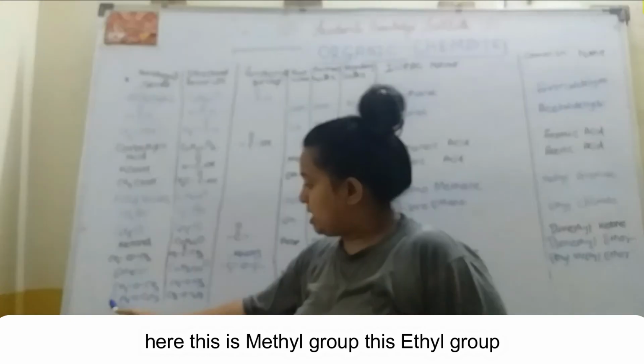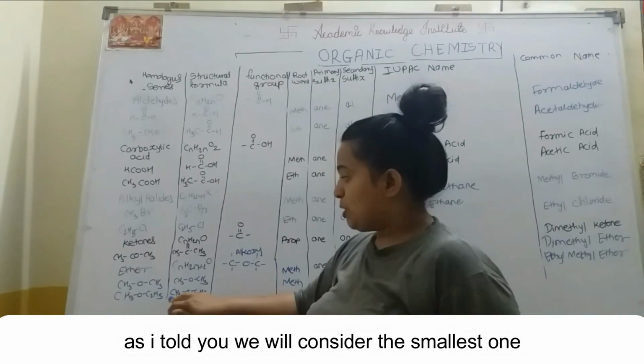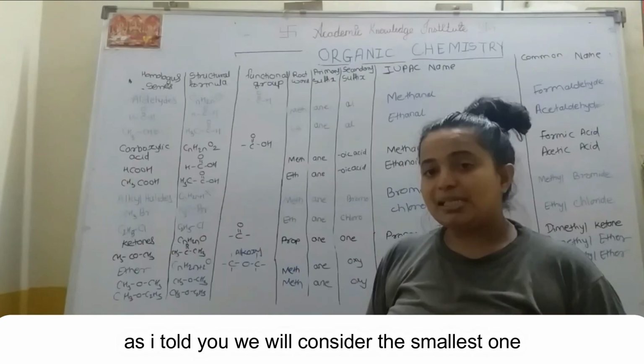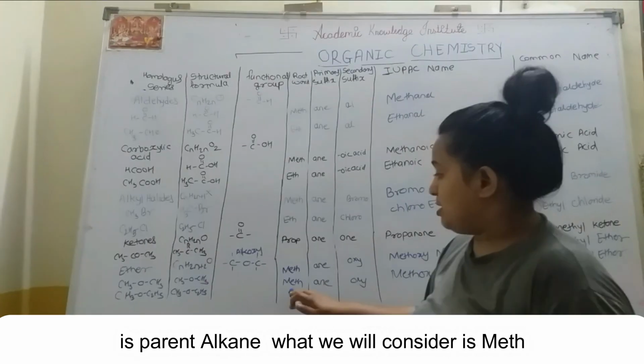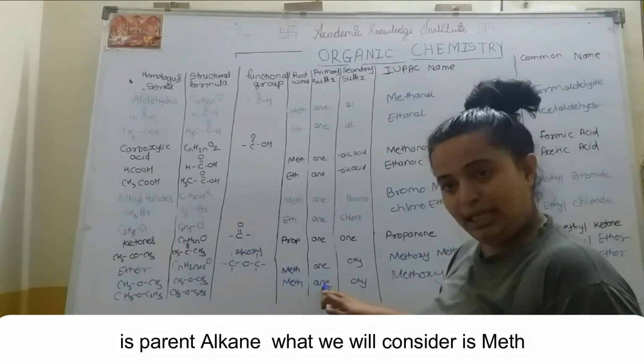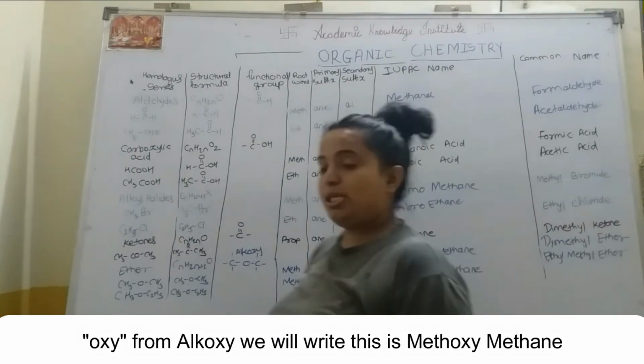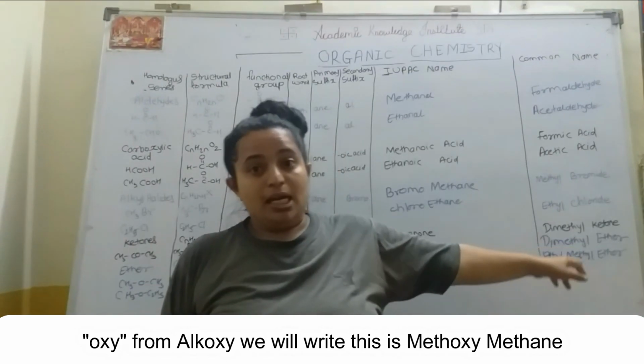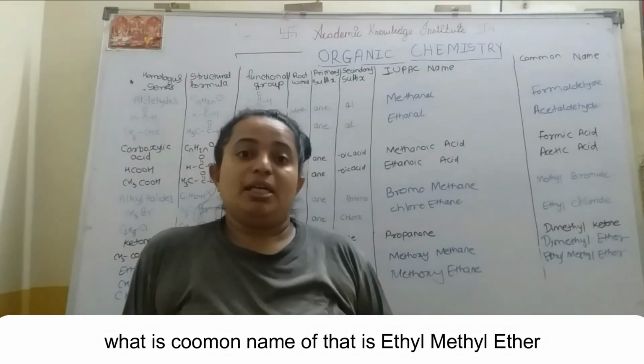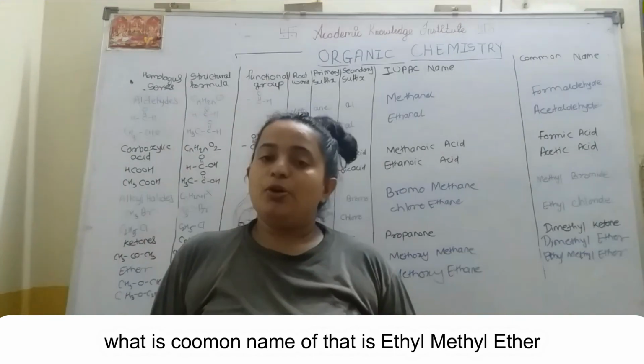Here, this is a methyl group, this is an ethyl group. So, as I told you, we will consider the smallest one. So what do we consider? Methane. So meth, ane, OXY. This is methoxyethane, and when we write this in the common name, it is known as ethyl methyl ether. I hope you got all these things.